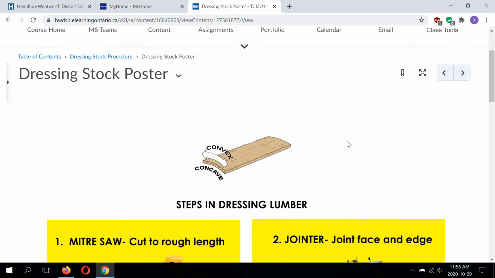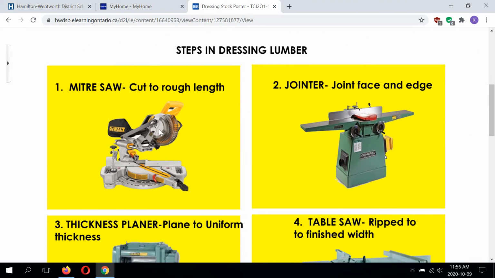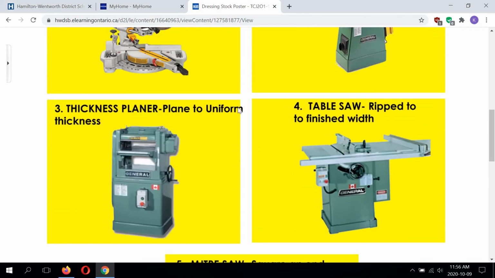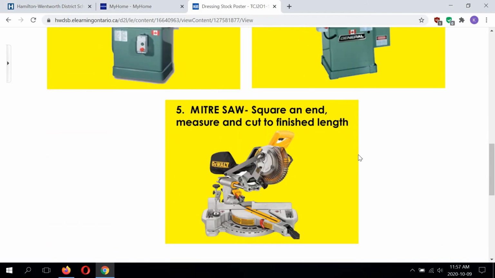So we're going to be starting with the miter saw. We're going to be learning to create a rough measurement to cut a rough length to. We're going to be using the jointer, so we're going to be jointing a face and an edge. We're going to be using the thickness planer next, planing to a uniform thickness, so reducing the thickness evenly across the surface area of the face of a board. And then we're going to be learning to use the table saw, which is ripping to a finished width. And then lastly, the miter saw again, we're going to be squaring one end and then measuring and then cutting to a finished length on the opposite side. So that is how we dress a piece of lumber.